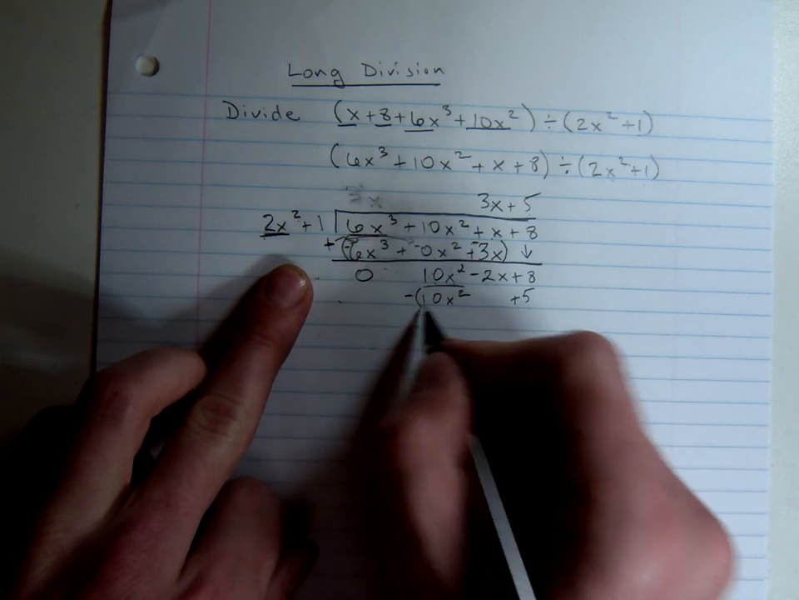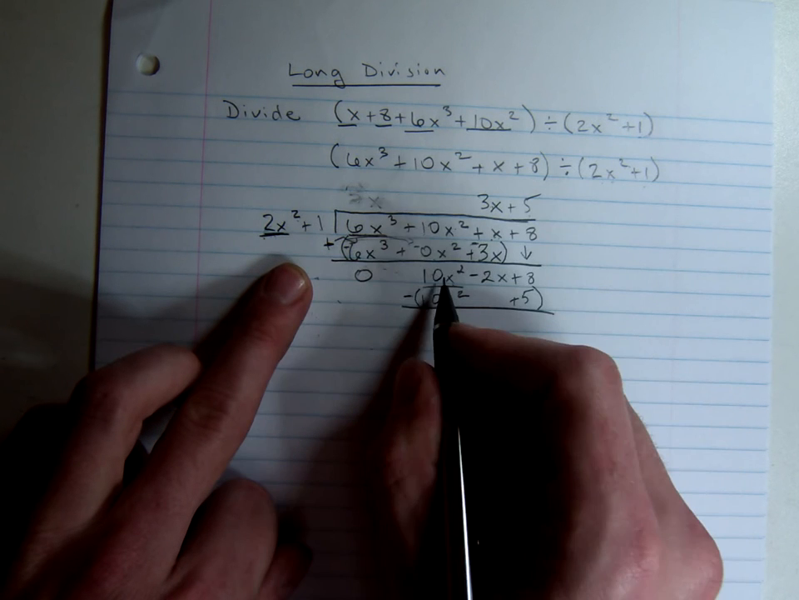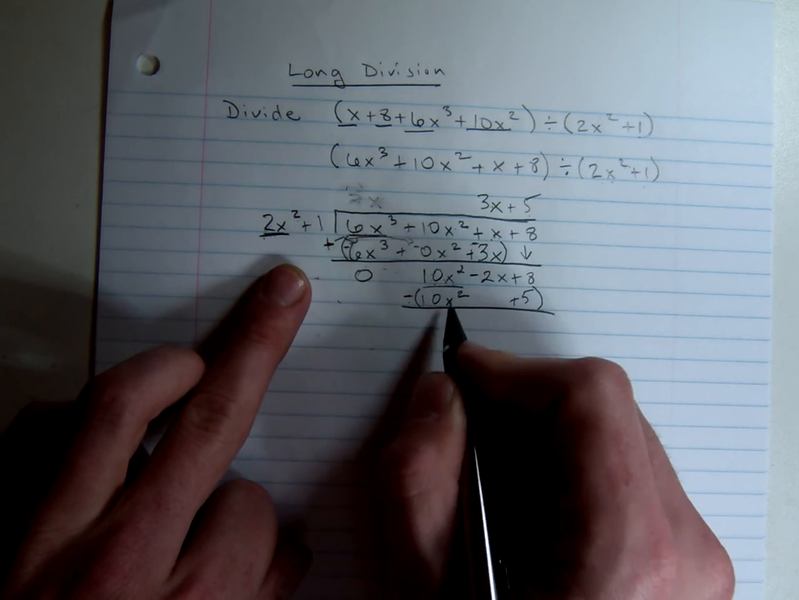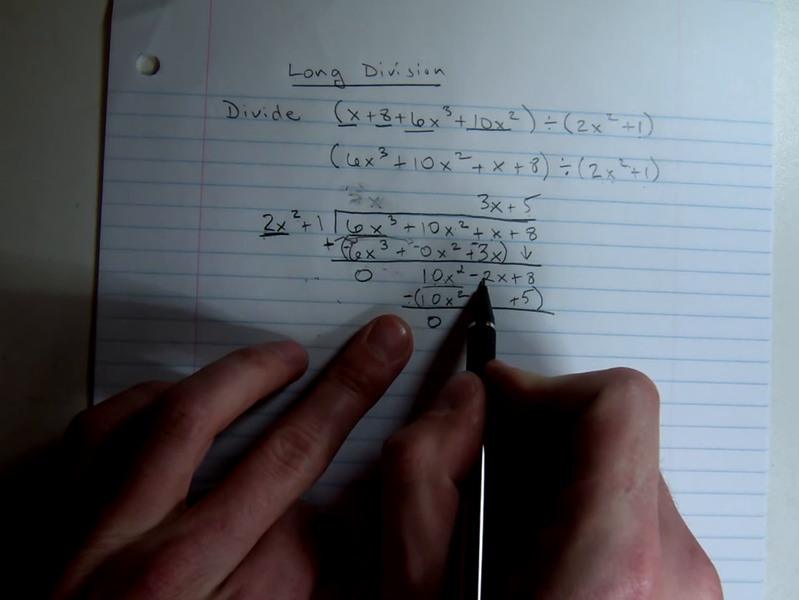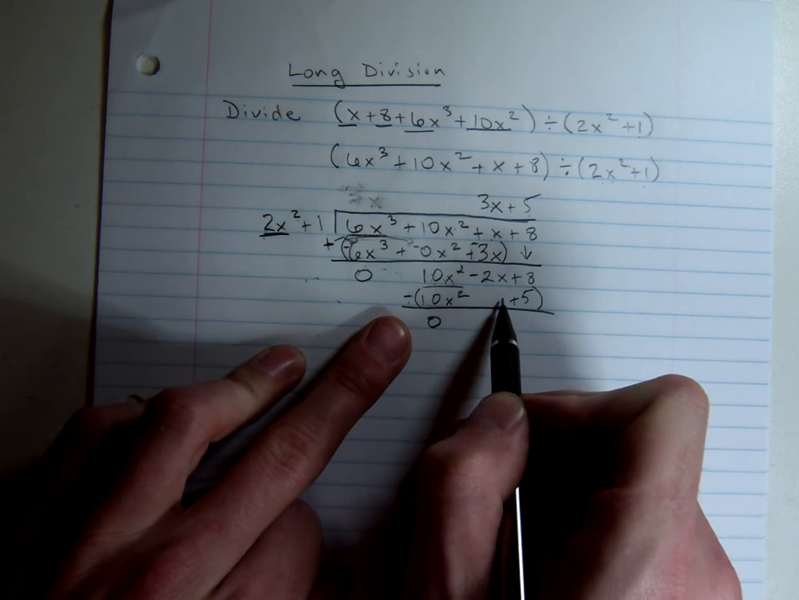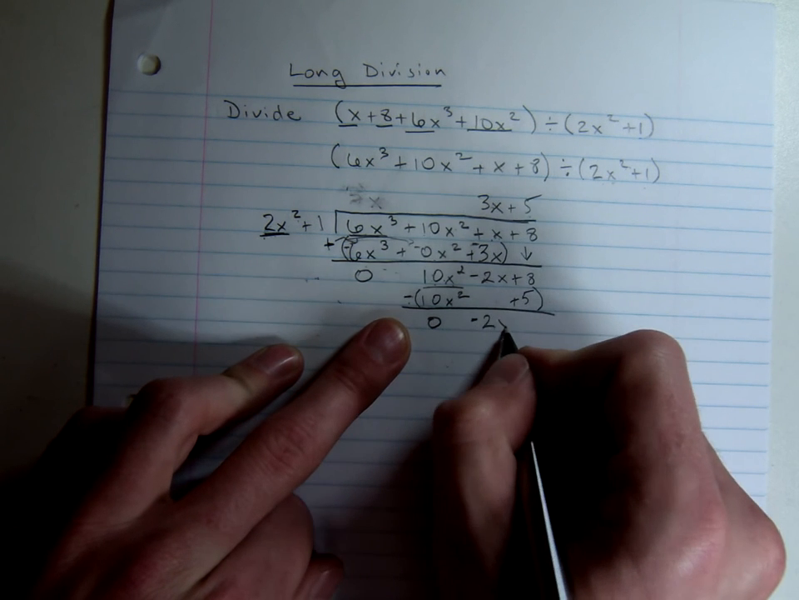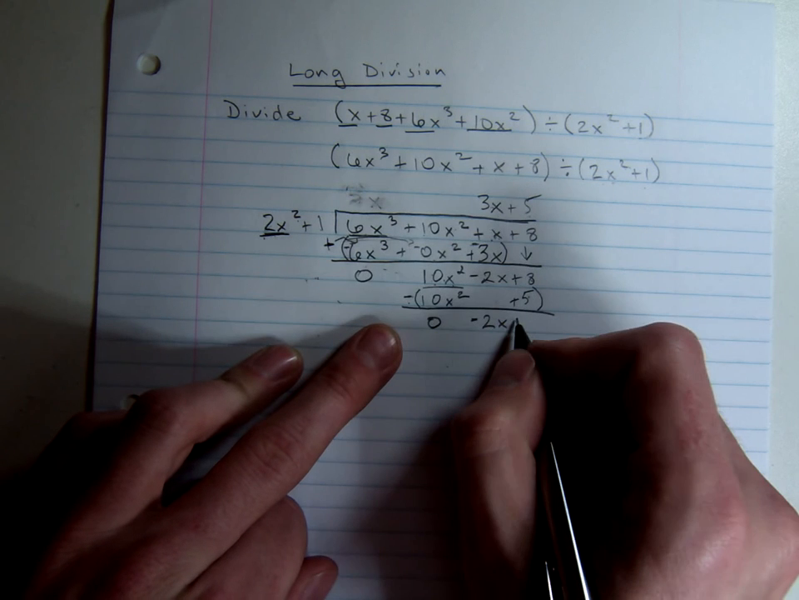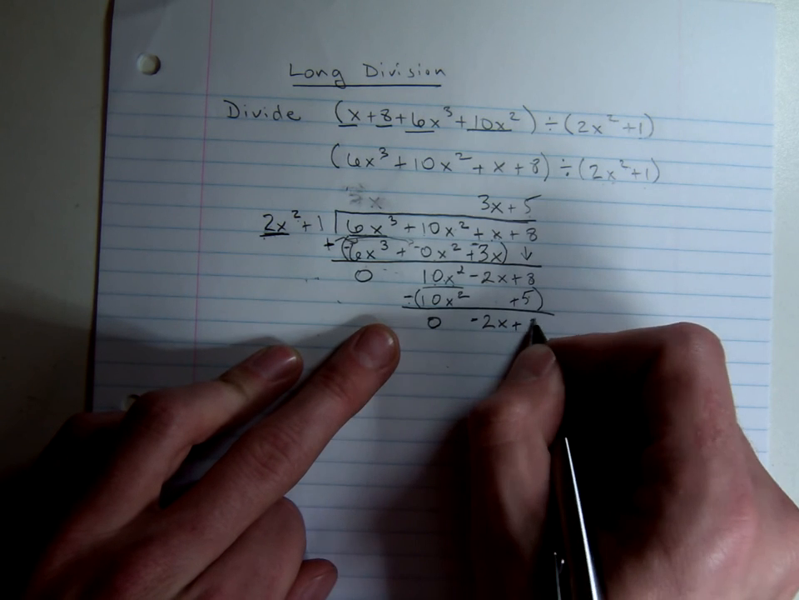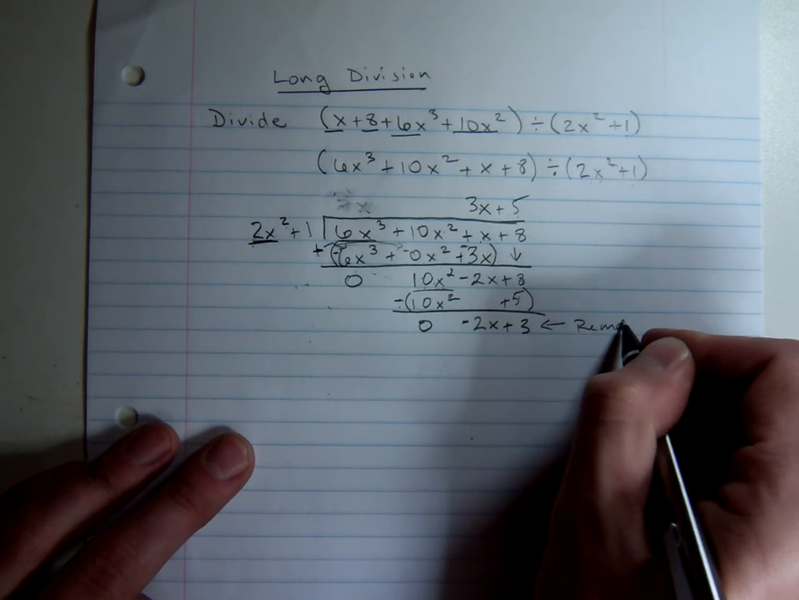And then remember, we're subtracting. I'm not going to distribute the negative this time, although you can. Now I have 10x squared minus 10x squared, which is just 0. Negative 2x minus, well, there's nothing there, so that's just negative 2x. And 8 minus 5 gives me positive 3. Now, this is our remainder.